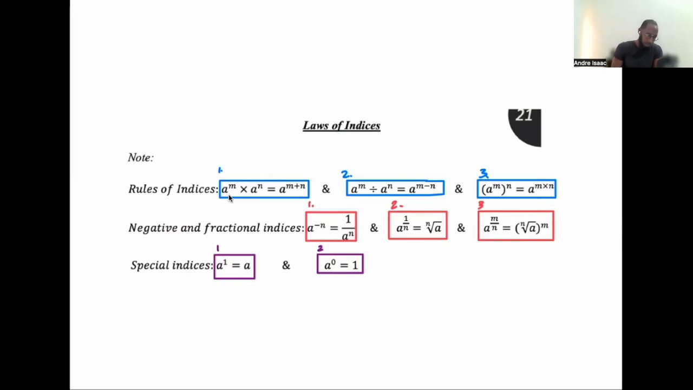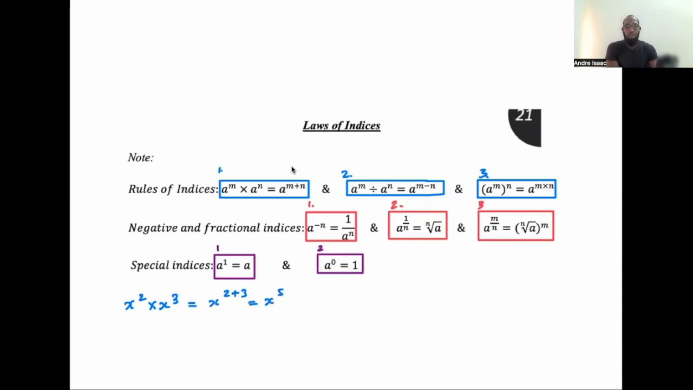So if I have, let me use blue to coordinate what I'm doing here, x squared times x cubed, I'm multiplying same letters, so I add the powers. If I have a to the m times a to the n, I'm only writing a once, and I'm raising it to the power m plus n. So this is equal to x to the 2 plus 3, which is x to the power 5.